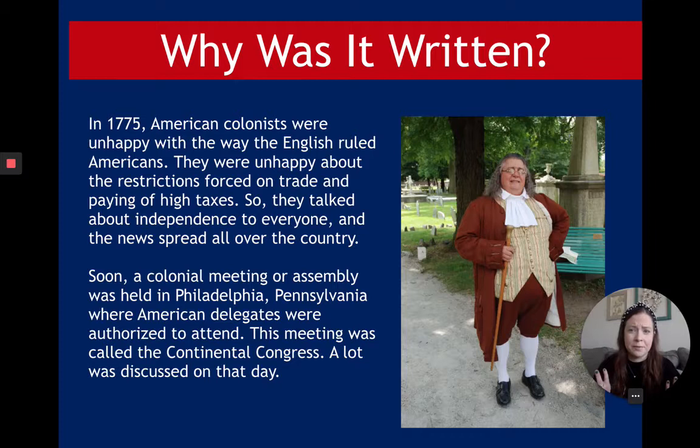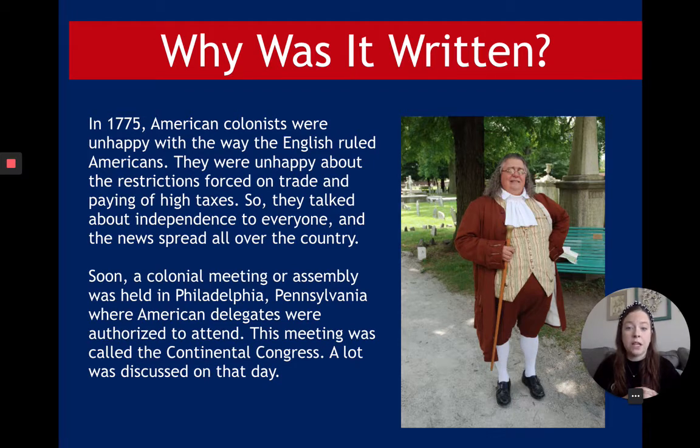Why was it written? Okay, in 1775, American colonists were unhappy. Think about what you've listened to me say. Why are colonists unhappy? With the way the English ruled Americans. They were unhappy about the restrictions forced on trade and paying those high taxes. So they talked about independence to everyone, and the news spread all over the country.